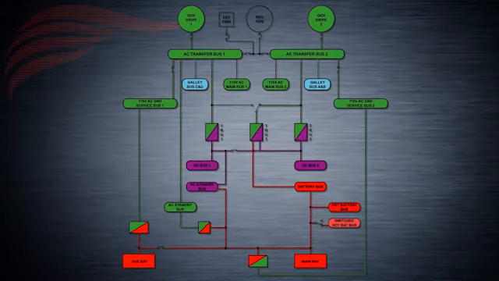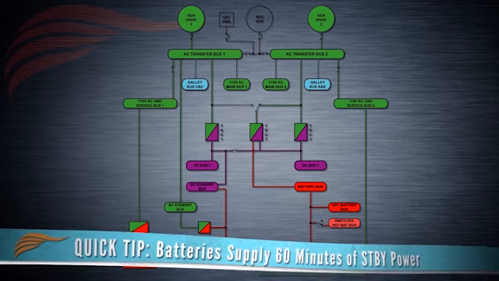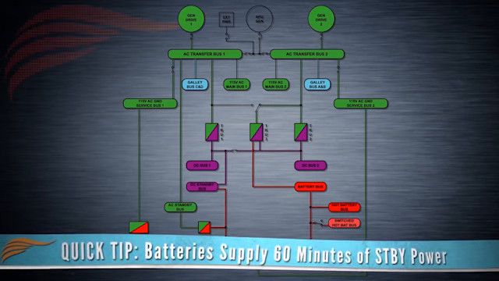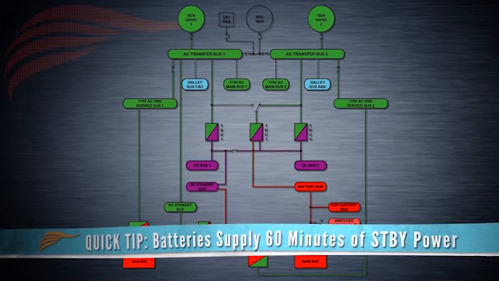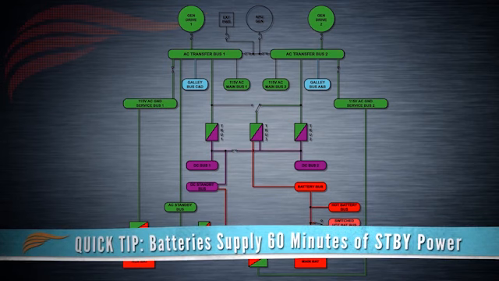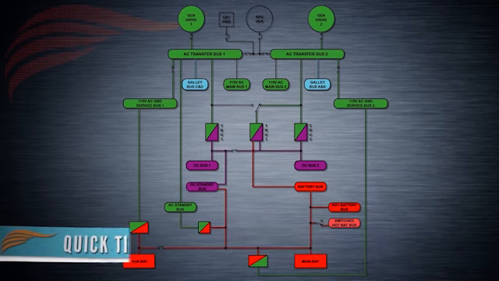As we mentioned, the main battery supplies power for APU start and normal operation of the DC buses. When fully charged, the batteries are guaranteed to supply 60 minutes of standby AC and DC power in case there were AC or DC supply failures.